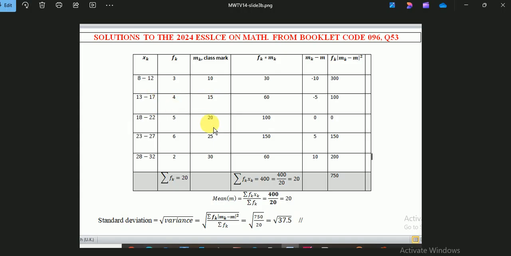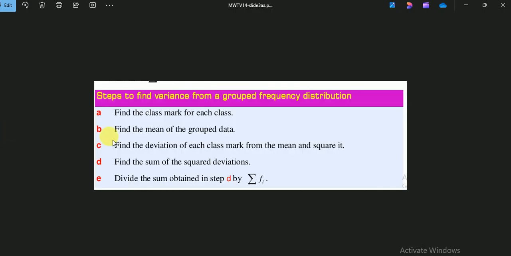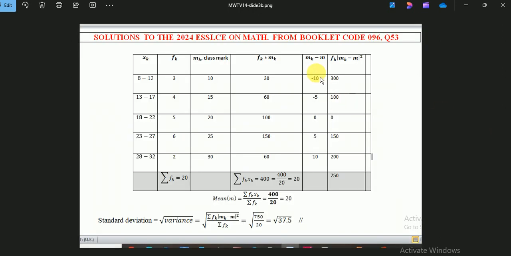So class marks can be considered as representative values of the respective classes. So we found the mean. The next step is what? After getting the mean, find the deviation of each class mark from the mean. That means class mark minus mean. We subtract and then square. Okay, we could keep the squaring for later, although it would be good to have it squared here. Deviation of each class mark from the mean.